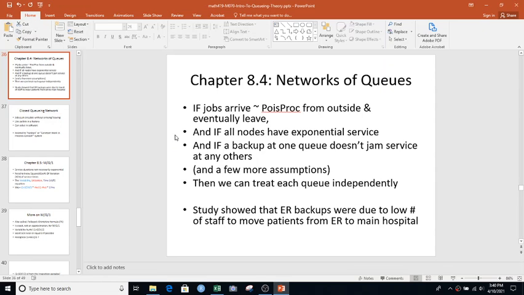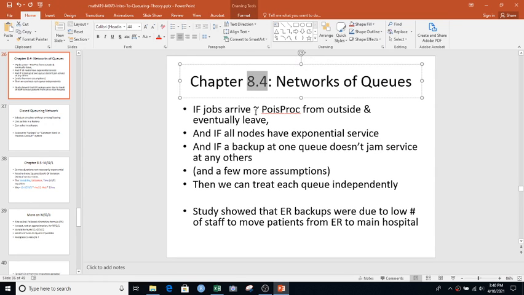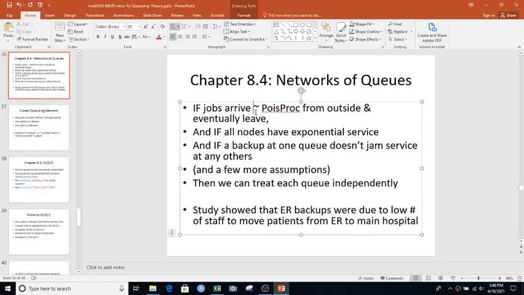Let's talk a little bit about networks of queues in the Intro to Probability Models by Sheldon Ross book. That's chapter 8.4. So what's a primary application of networks of queuing stations? Well, most people would experience it at, what would you say?